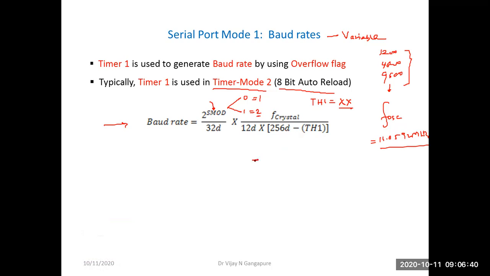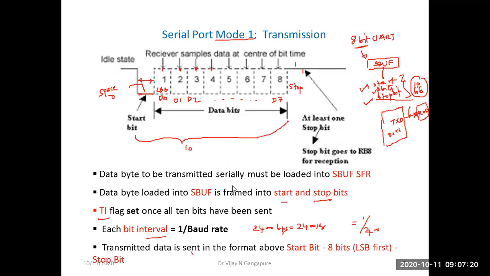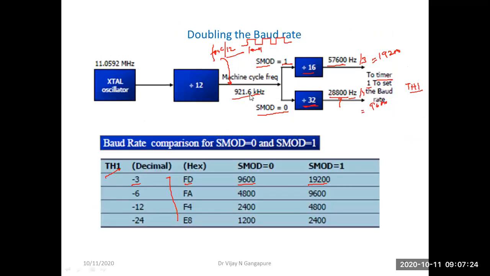Suppose we are loading TH1 with -3, that is equivalent to FDH. What will happen? So this part will be f oscillator divided by 12 multiplied by 3, isn't it? Because 256 means 255 minus FD plus 1, that is equal to 3. And suppose SMOD bit is 0, 2 to the power 0 divided by 32 multiplied by the frequency 921.6 divided by 3.